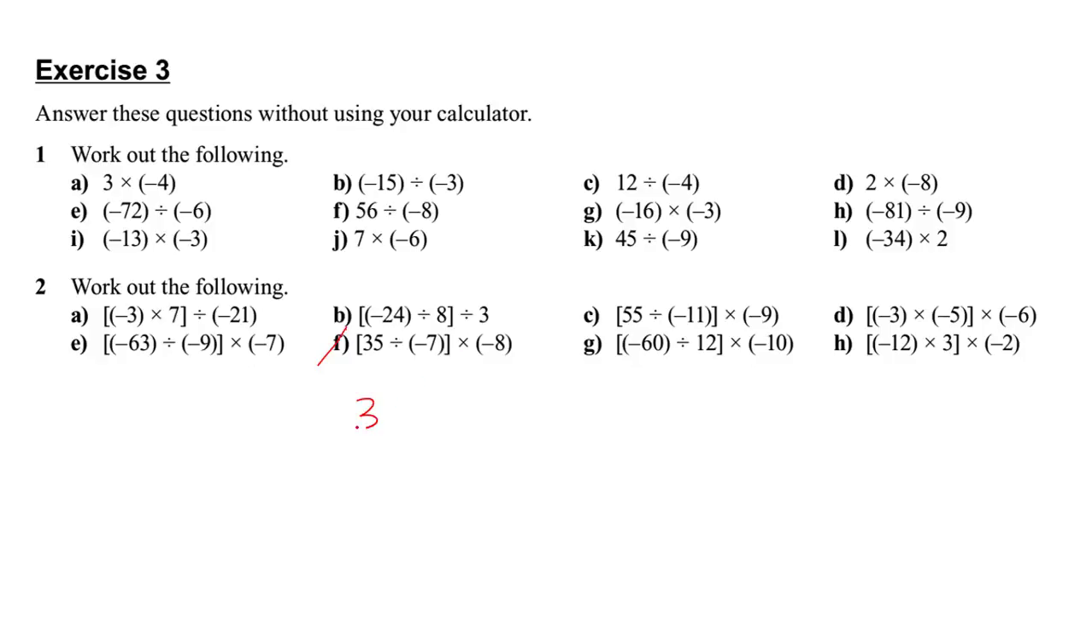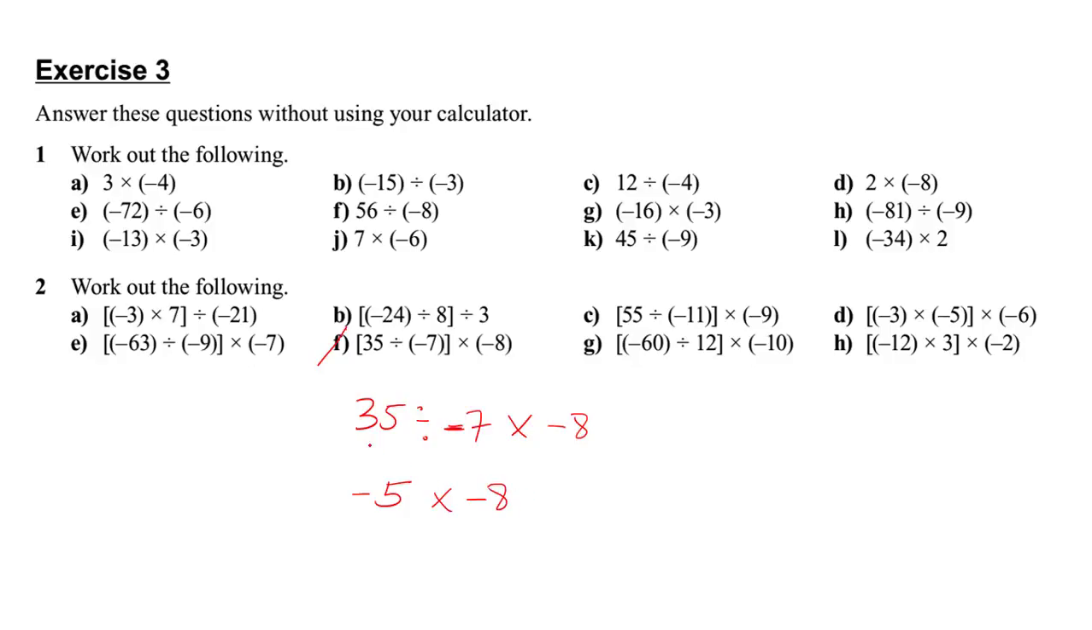So I'm doing 35 and I'm dividing 35 by a negative number. So let's do that one first. Okay, so 35 divided by negative 7 is going to be 5, but it's going to be negative because positive divided by negative gives a negative answer. Once we've done that, we're going to times our answer by negative 8.